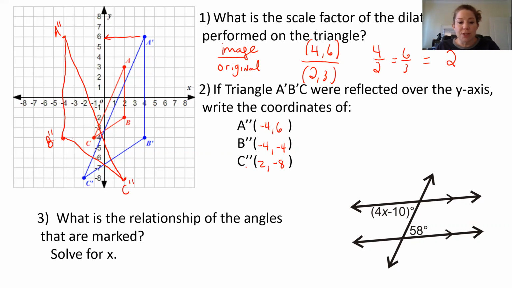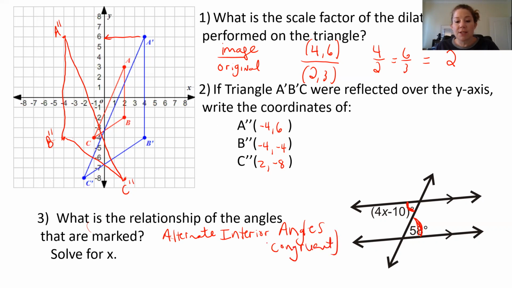Number 3, what is the relationship of the angles that are marked? Basically they want to know what is the relationship between this angle and this angle. Those are alternate interior angles. And what is true about alternate interior angles? They are congruent. So when it tells us to solve for x, that means that angle 4x minus 10 is congruent to, or equal to, 58.